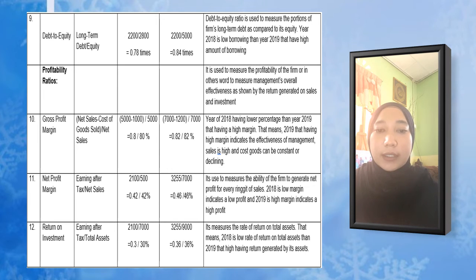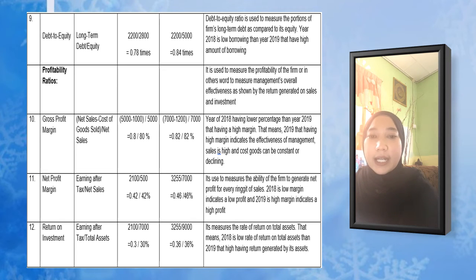I continue with the third one under the leverage ratio, that is debt to equity. Debt to equity ratio is used to measure the portion of a firm's long-term debt as compared to its equity. A high ratio indicates a high borrowing and a low ratio indicates a low amount of borrowing. Under Stay Safe company, in the year 2018 we get 0.78 times compared to 2019, which gets 0.84 times, more than 2018. Like I explained before, the year 2018 has lower borrowing than the year 2019, which has a high amount of borrowing.